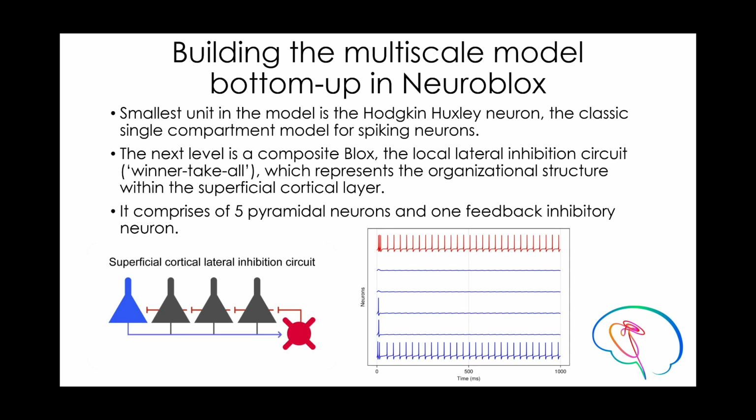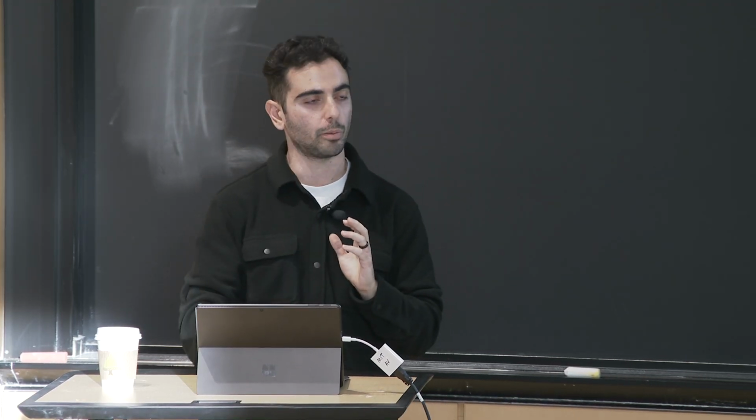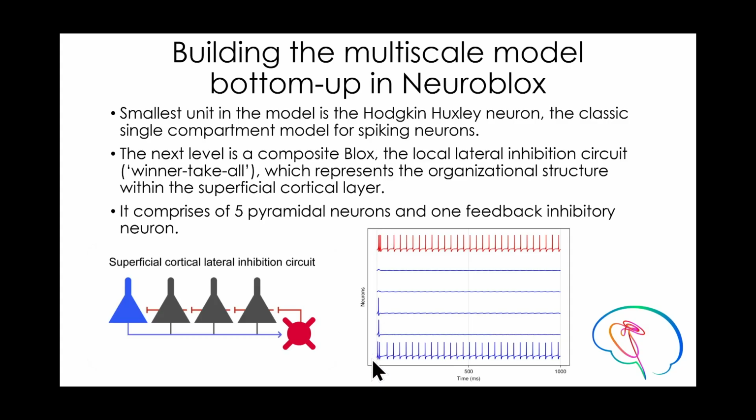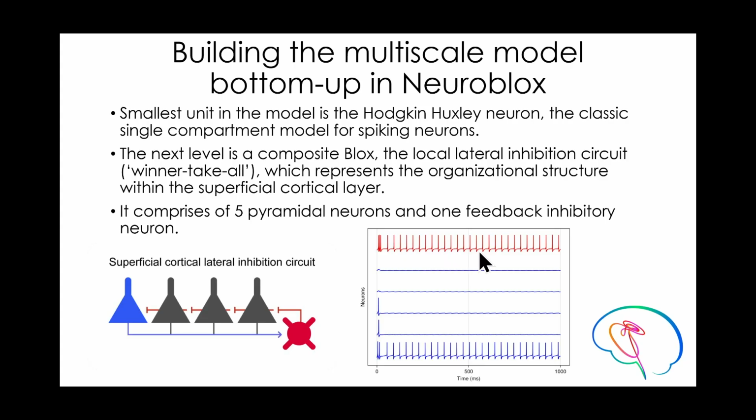You will start from single neurons, and at the smallest level, we have this superficial cortical layer for lateral inhibition. You can see a schematic of this down here, where we have essentially 4 excitatory neurons and 1 feedback interneuron. All excitatory neurons connect to the interneuron, and the interneuron connects back to all of them. This establishes a type of winner-take-all competition, as you can see in this stack plot here, which, by the way, is a plot that you can generate entirely within NeuroBlox. You will see how. You can see that the interneuron remains tonically active.